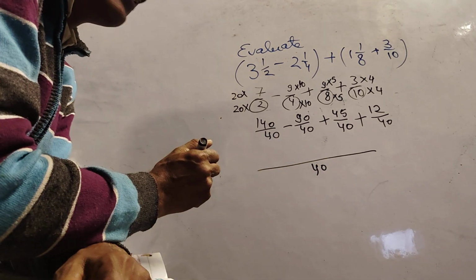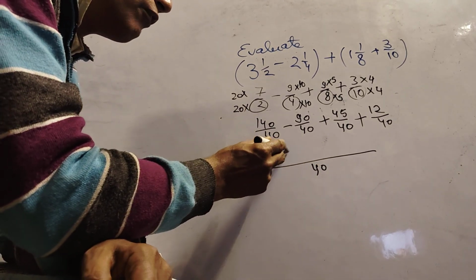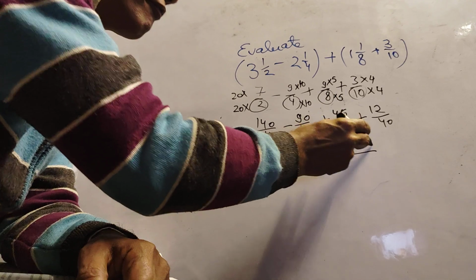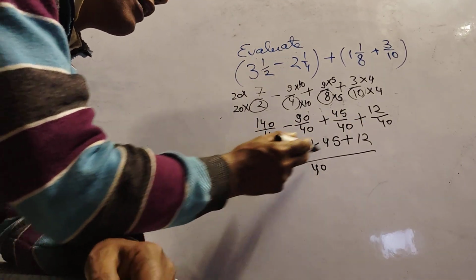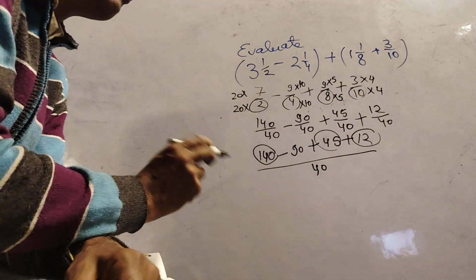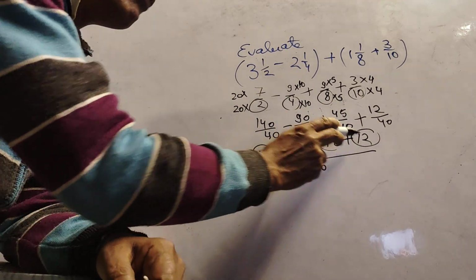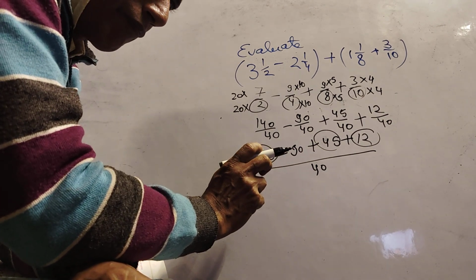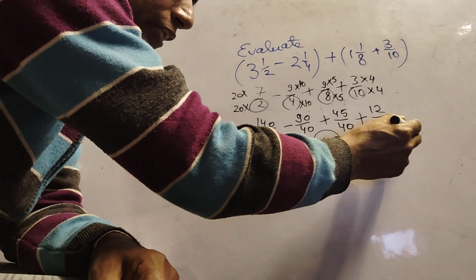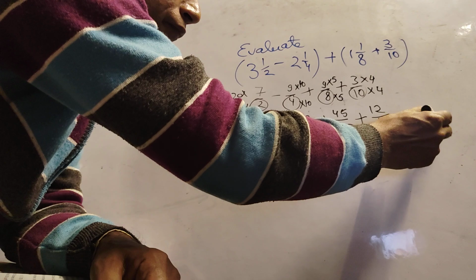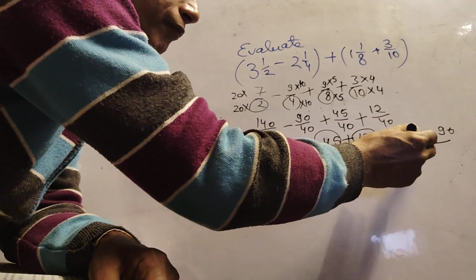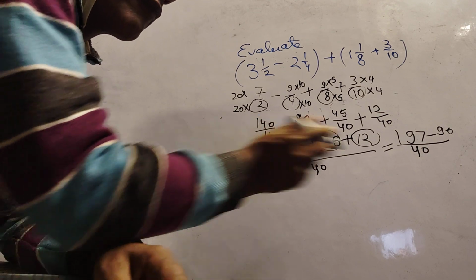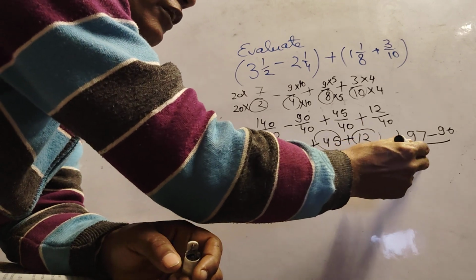So this 40 we write one time, and in the numerator we write 140 minus 90 plus 45 plus 12. There are three positive numbers in the numerator, so we add all three: 140 plus 45 plus 12 gives 197. Minus 90 over 40. 197 minus 90 would be 107 over 40.